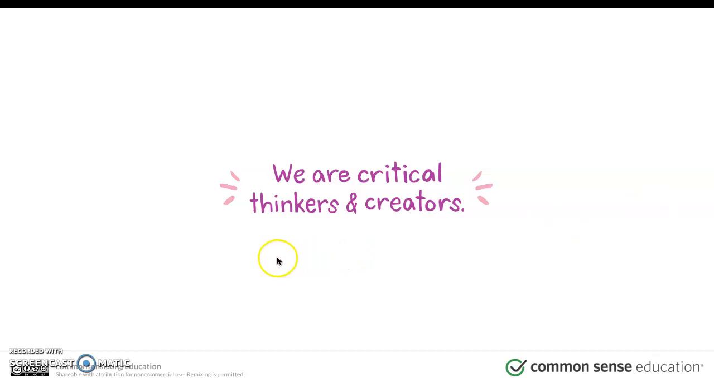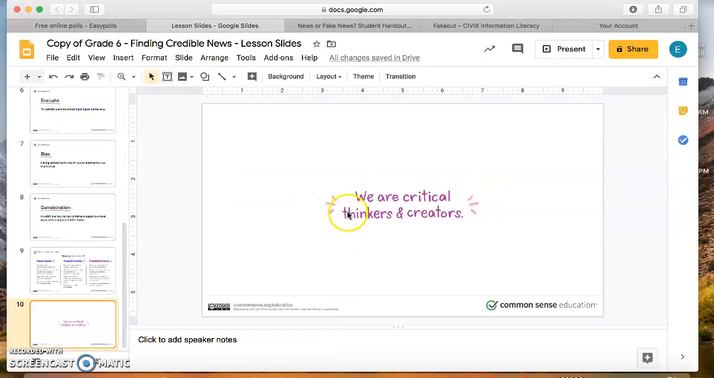So it's very important to remember that we are critical thinkers and creators. Like I said at the beginning, anyone on the internet can create whatever they want. So it's really important to think critically about the news that we're seeing, and when we're creating something, to make sure that we're not putting fake news out for other people to be tricked by. So that is our presentation.